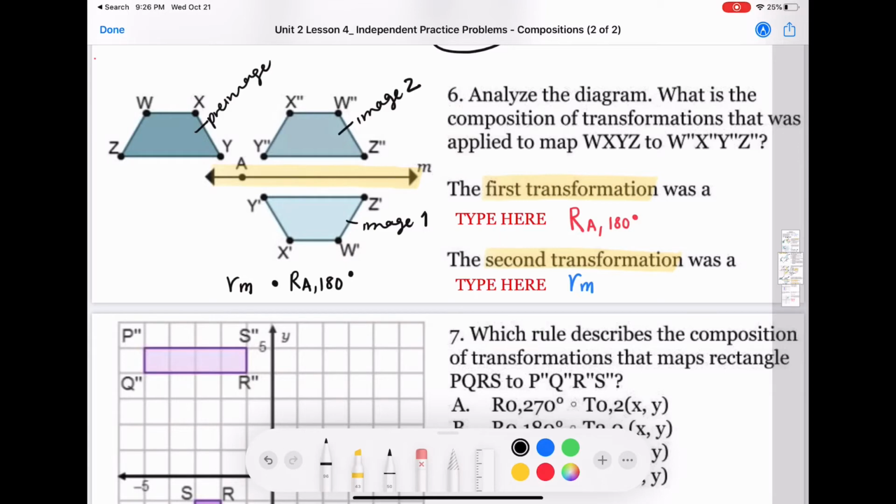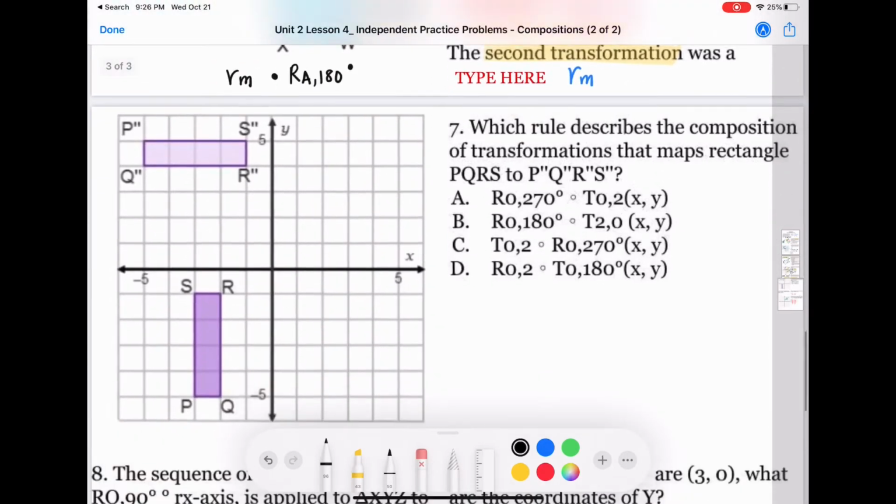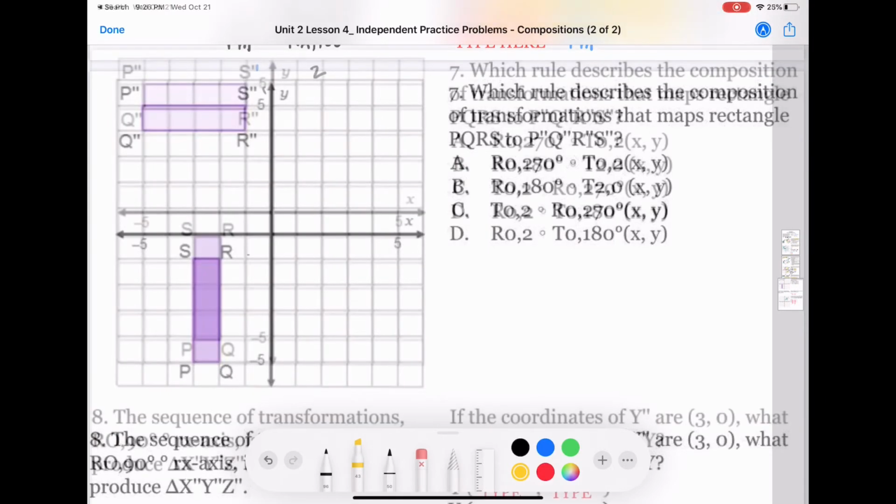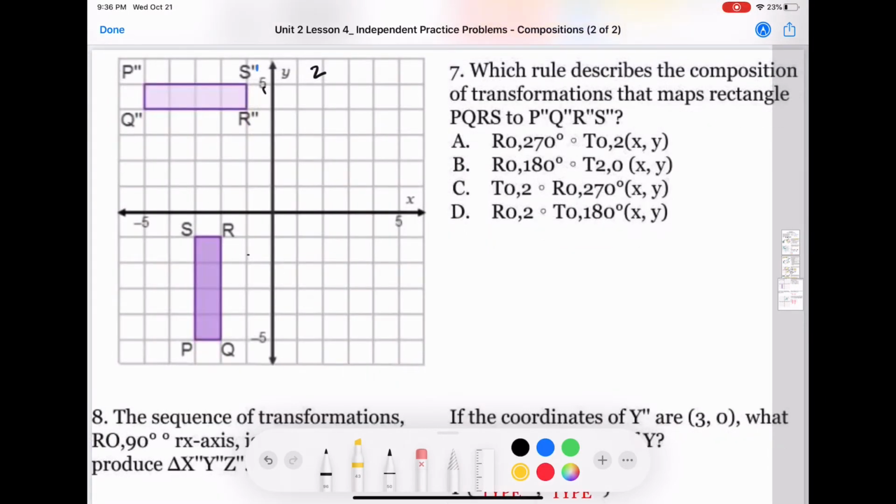Let's look at the next problem. This problem asks, which rule describes the composition of transformations that maps rectangle PQRS to P prime, Q prime, R prime, and S prime? Well, the first thing we should do is identify our pre-image, and then go ahead and identify our resulting image.